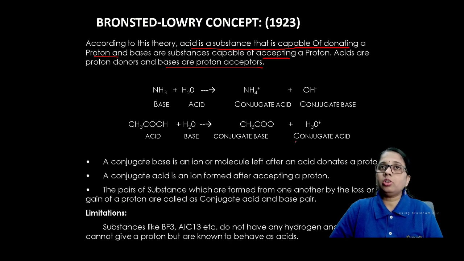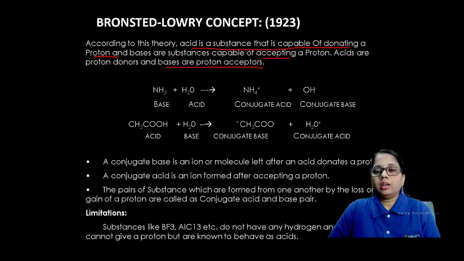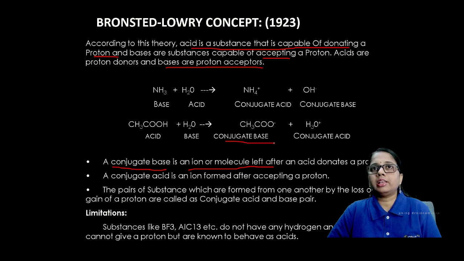Even though ionization is also taking place here, they have defined it in terms of how the protons are accepted and how the protons are donated. So this is a theory in terms of protons. A conjugate base is an ion or molecule left after an acid donates a proton. Here they have mentioned the conjugate base, and an example is CH3COO minus, which is an ion or molecule left after the acid donates a proton.